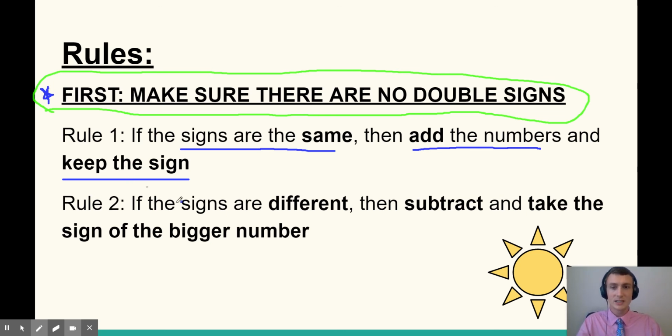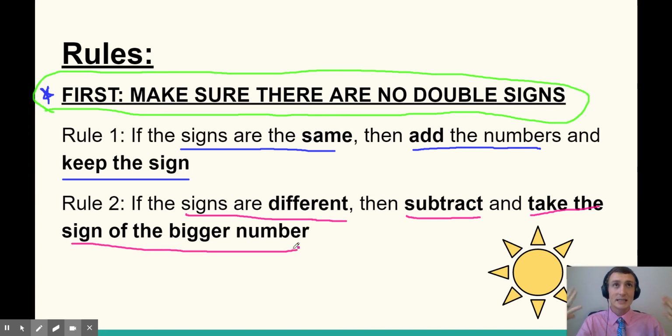Second, if the signs are different, then subtract and take the sign of the bigger number. So what that means is that if I have a negative and I have a positive, I know that my signs are different. That means that plus sign and minus sign aren't the same. And you might be thinking, but you're subtracting like a positive, but that basically makes it a negative. So we're going to subtract when we see that, and then we're going to take the sign of the bigger number. When I say the bigger number, I mean the number that's stronger. It has more power.